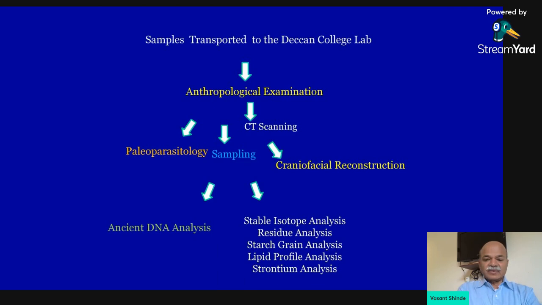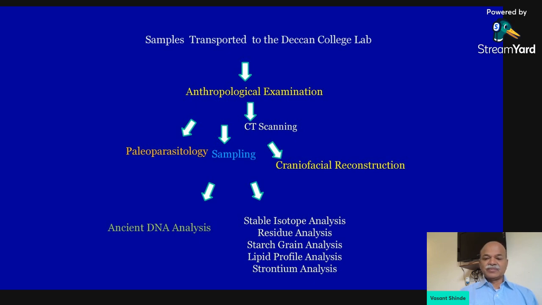Our method was very simple here. We transported the samples to Deccan College. We changed the methodology here completely. We targeted one burial at a time. We excavated that burial, and immediately we documented it, and then we removed the bones and transported the samples to our Deccan College laboratory. Because of this procedure that we followed at the site of Rakhigarhi, we were able to get DNA at least from one skeletal remain.